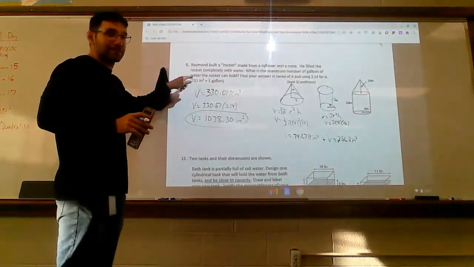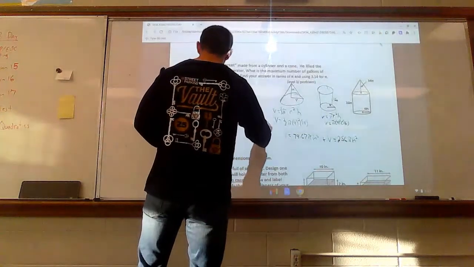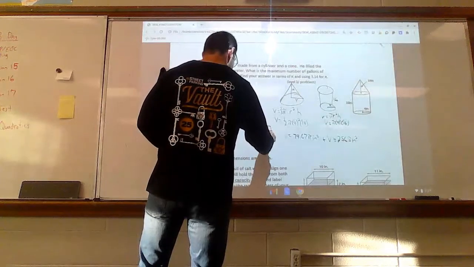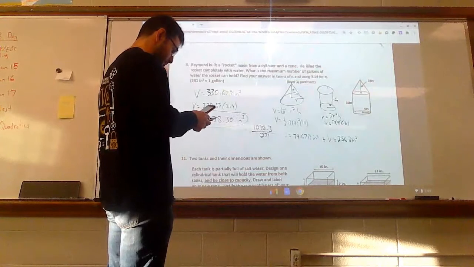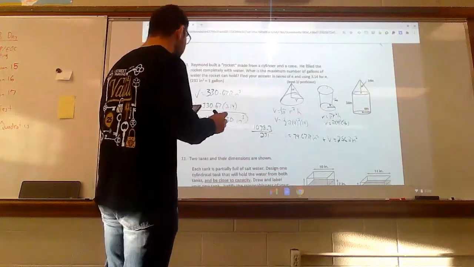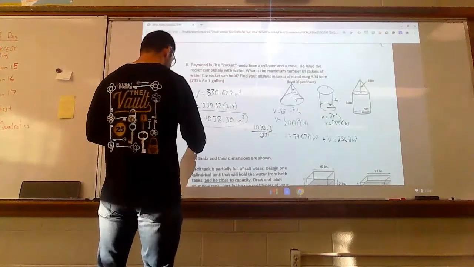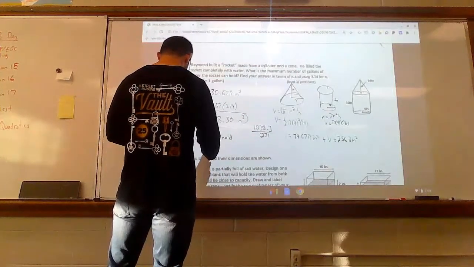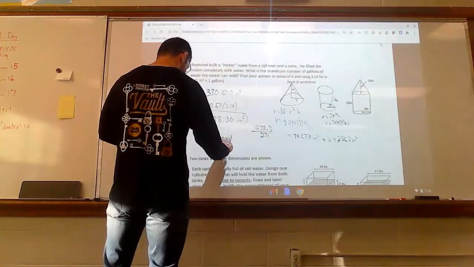So now we have this. We need to figure out how many gallons. So we take this number and we divide it. 1038.3, and we divide it by 231. And it can fit approximately, what is the maximum number of gallons of water it can hold? It can hold 4 49/100 gallons.